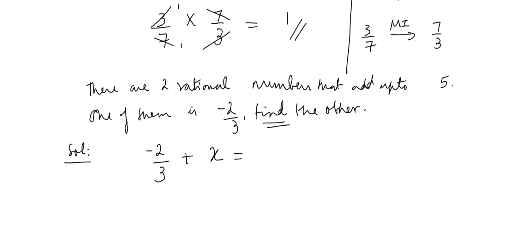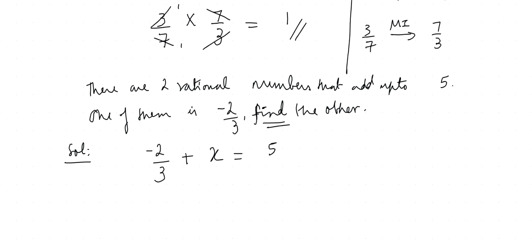You can use y or you can use z. Very commonly we use x. Whenever I think of algebra, I think of the variable x. So minus 2 by 3 plus x will add up to 5. I need to know what is x. The aim here is to find out what is x.